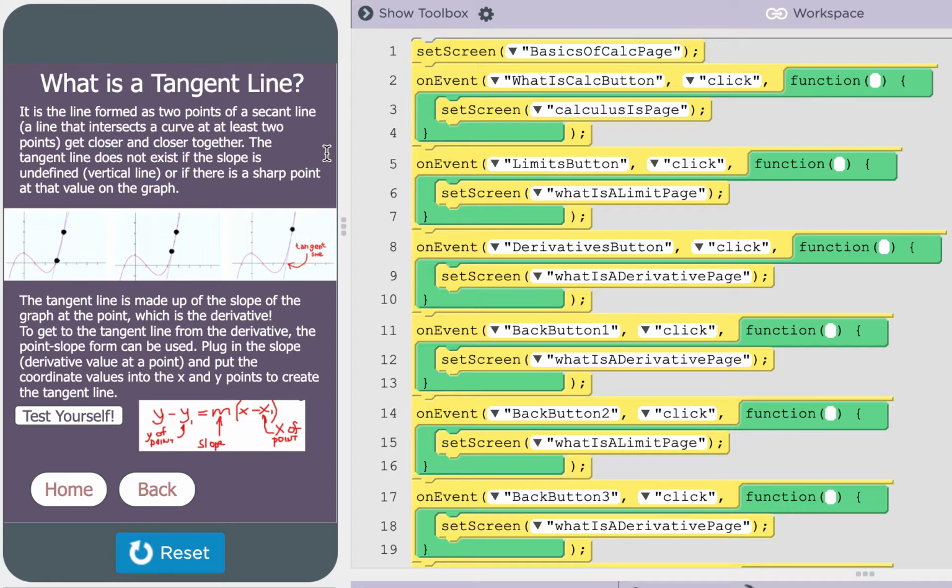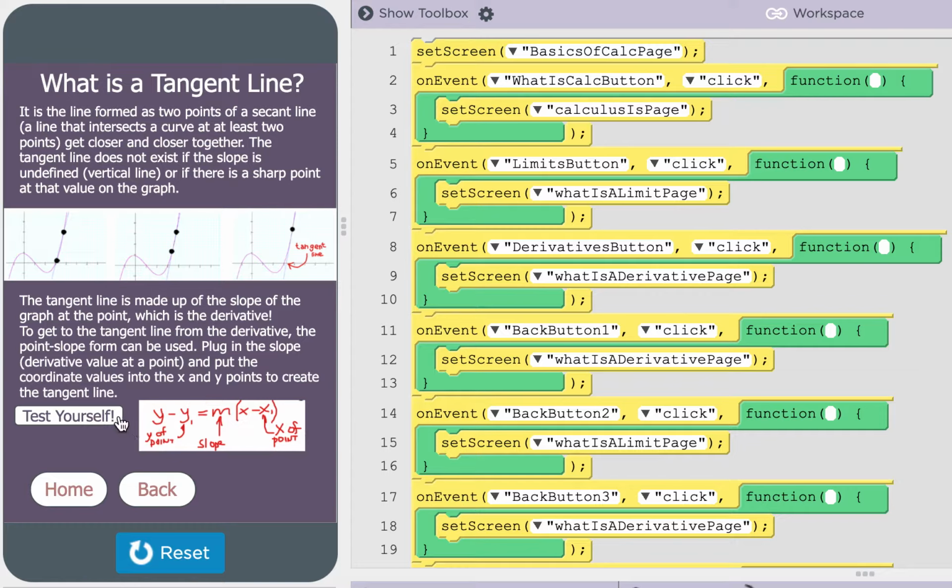The tangent line is made up of the slope of the graph at a point, which is the derivative. And to get the tangent line from the derivative, you can use point-slope form. So you can plug in the slope, which is the derivative value at a point, and then put the coordinate values into the x and y spots to create the tangent line.